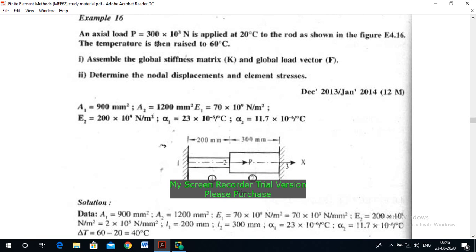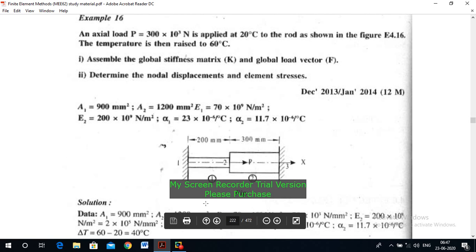Here clearly, this is a problem on the effect of temperature. We have to find out, assemble the global stiffness matrix and global load vector, as well as the nodal displacements and element stresses. So first note down the data, and the figure is given.